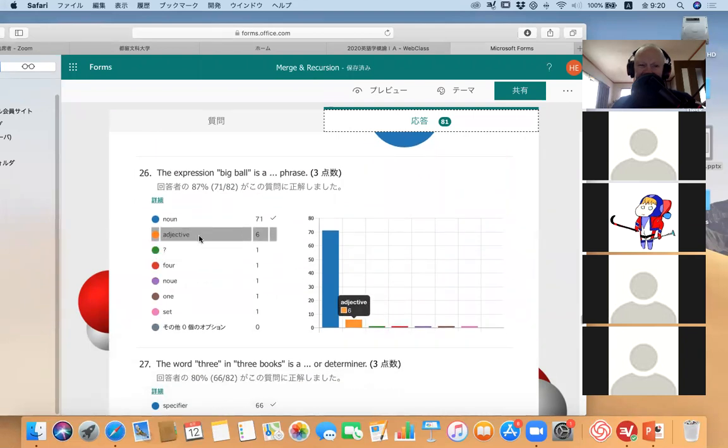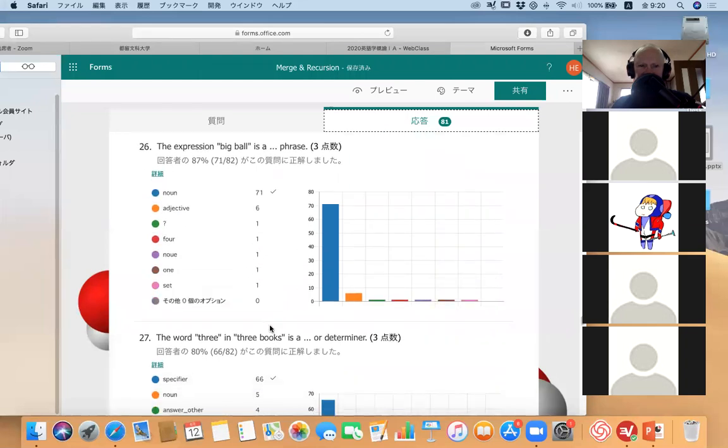The expression big ball is a noun phrase. Yes. Is big ball an adjective? I don't think so, right? I mean, in a way, I kind of like that answer because you're thinking it's got to be one or the other. It is one or the other. But I think big ball is a noun phrase. Most people would say that. So I'm going to stick with that. It's a noun phrase. What's the spelling?